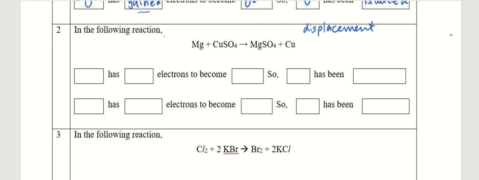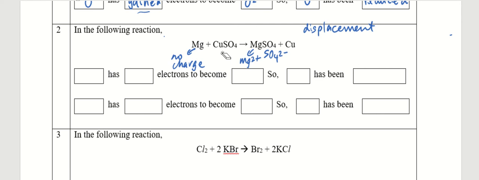Now let's take a look at what are the charges of the metals in this particular reaction. Magnesium is in its elemental form. So clearly magnesium has no charge here, or a charge of 0. Whereas in magnesium sulfate, now you recognize that the sulfate ion has a charge of 2 minus, whereas magnesium would definitely have a charge of 2 plus.